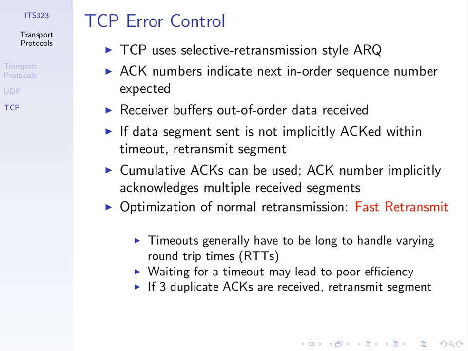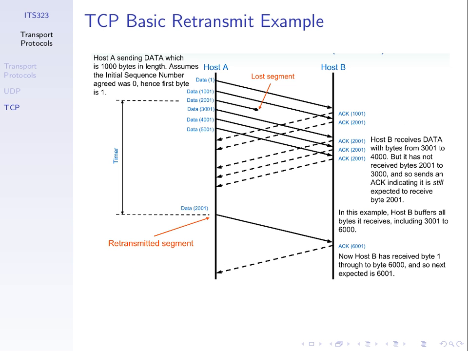We may have cumulative ACKs. What that means is we don't have to ACK every data segment received. It could be send two data segments, receive one ACK for both of them. So that ACK indicates that two data segments have been received. So it's more complex than just one ACK for every data segment. And we'll see that there is a way to optimize, but we'll go through the basic retransmit first.